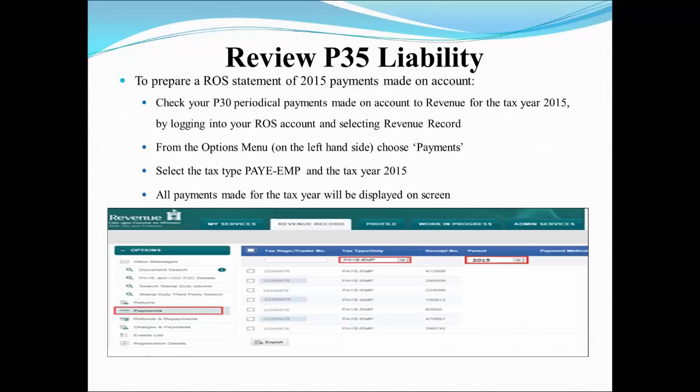Okay. So to prepare a ROS statement of payments made on account, you can check the P30 periodical payments made on account to revenue for the tax year by logging into your ROS account and selecting Revenue Records. From the options menu on the left-hand side, select Payments and choose the tax type PAYE-EMP and the tax year 2015. All payments made for the tax year will be displayed on screen.